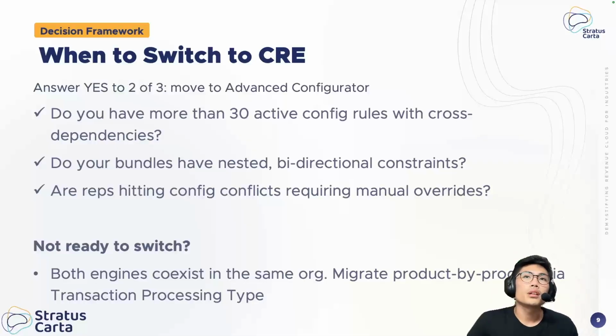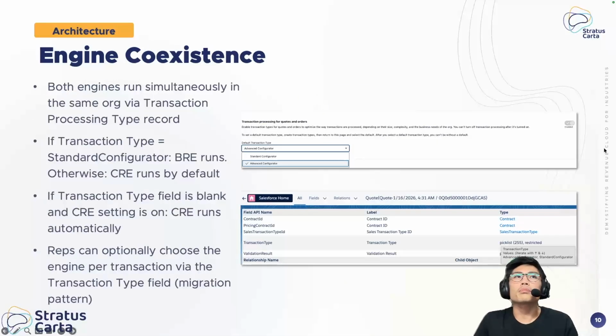But if you're not ready to switch, that's also fine. Both engines can coexist in the same org. You can slowly migrate your business rules into CRE via the transaction processing type. And let me show you how.